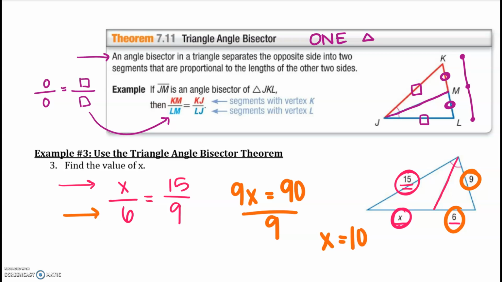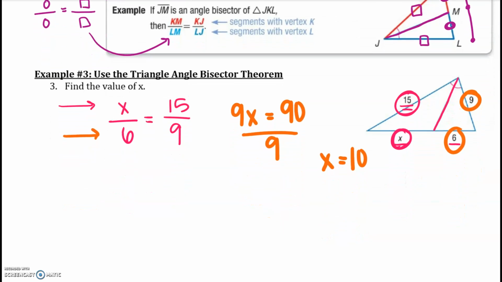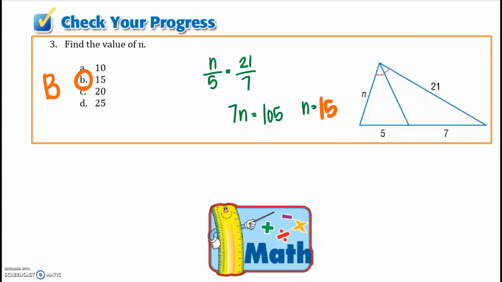Right, and there's one more to finish out working on this triangle angle bisector theorem. And here is your answer. So you can use proportions like we have been with the parts of our triangle talked about in the section. Thanks a lot. Have a great day.